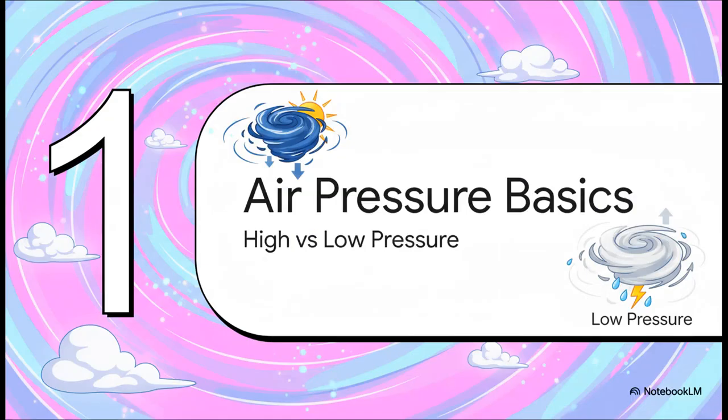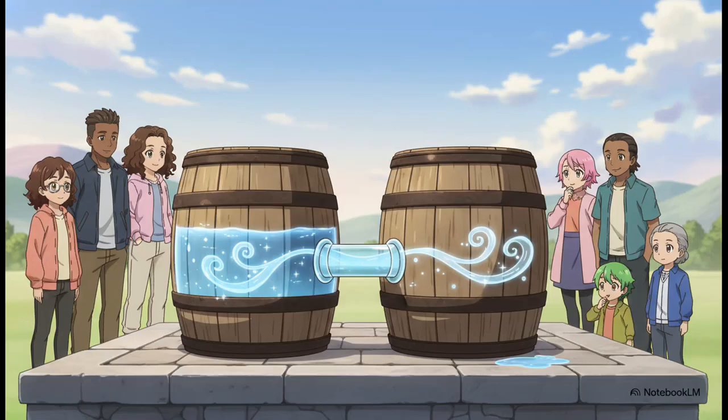All right, Section 1, the basics of air pressure. Before we can even begin to talk about vast oceans and massive global currents, we absolutely have to understand how air moves. It's the foundation of everything. To make this super intuitive, imagine two buckets connected by a pipe at the bottom. One bucket is totally full of water and the other is almost empty. What happens? Well, the water naturally flows from the higher potential, the full bucket, to the lower potential.